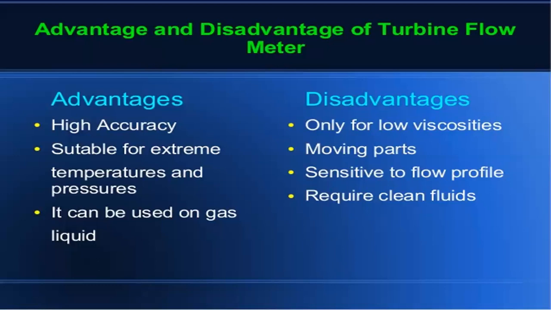And disadvantages: only for low viscosity. The turbine flow meter can calculate the flow rate only for low viscosity fluids. If we take a high viscosity fluid, the flow rate is not calculated correctly and some errors occur in the turbine flow meter. That is one disadvantage. Others are the moving parts, sensitivity to flow profile, and the requirement for clean fluids. These are the disadvantages of this turbine flow meter.